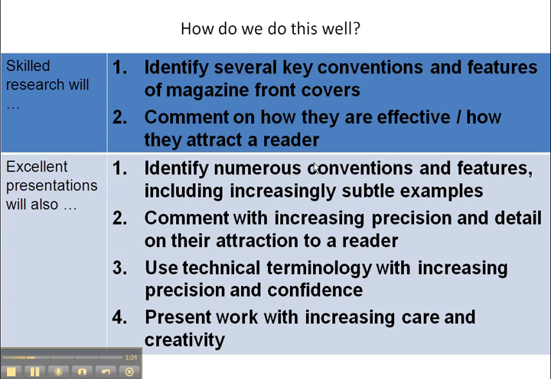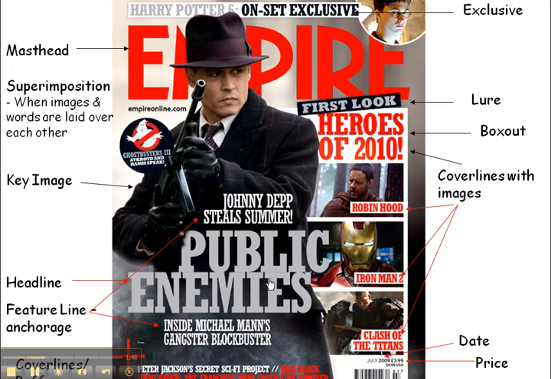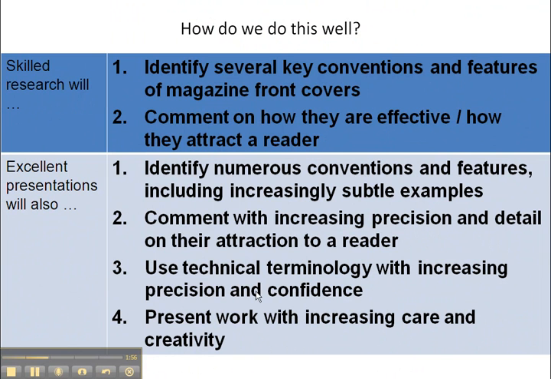You need to identify numerous conventions, so lots of features of the front covers, not just the obvious ones, including increasingly subtle examples of conventions and features. So it's thinking beyond the obvious, really. You need to comment with increasing precision and detail on their attraction to a reader, and you need to use technical terminology with increasing precision and confidence. So those words that we looked at in the previous slides, key image, superimposition, headline, cover lines, you need to use those terms with confidence, and the presentation needs to be really good. You need to show increasing care and creativity.